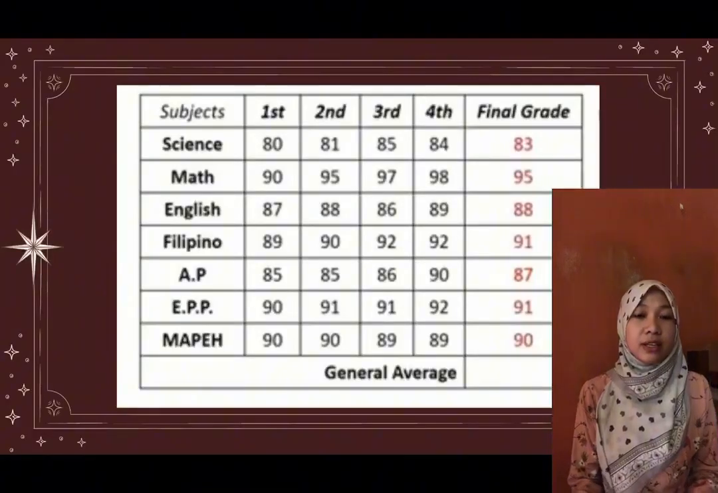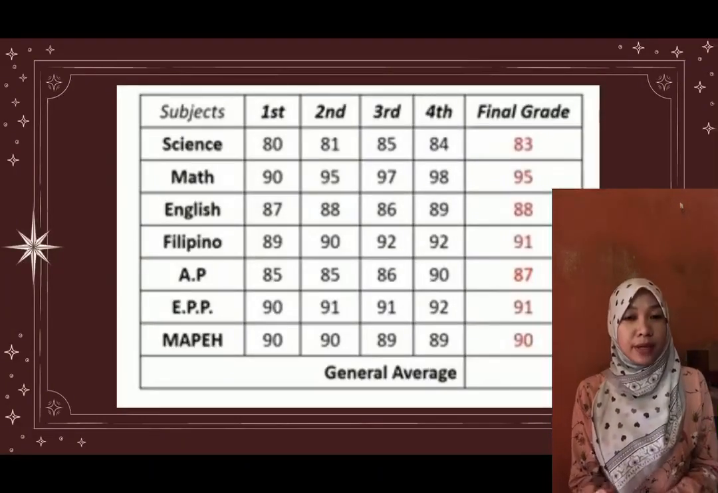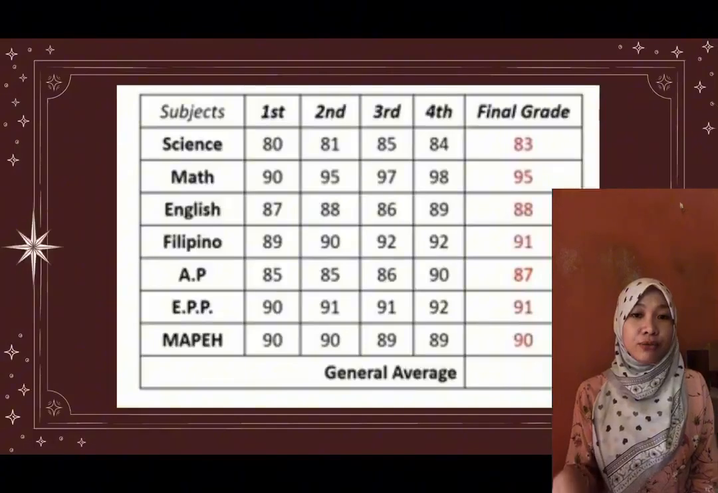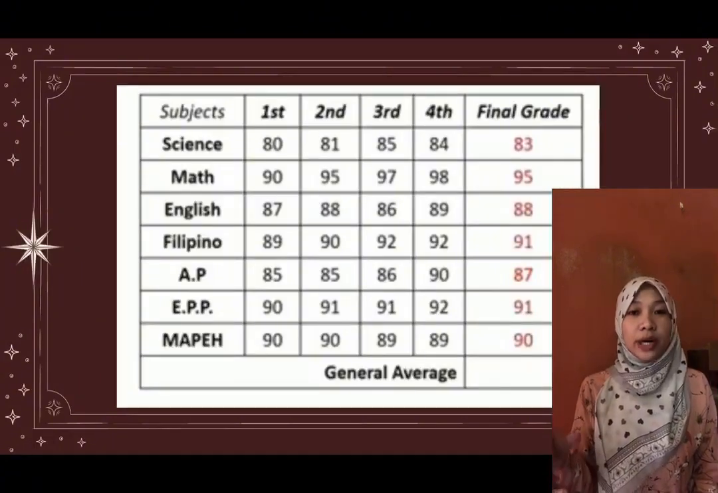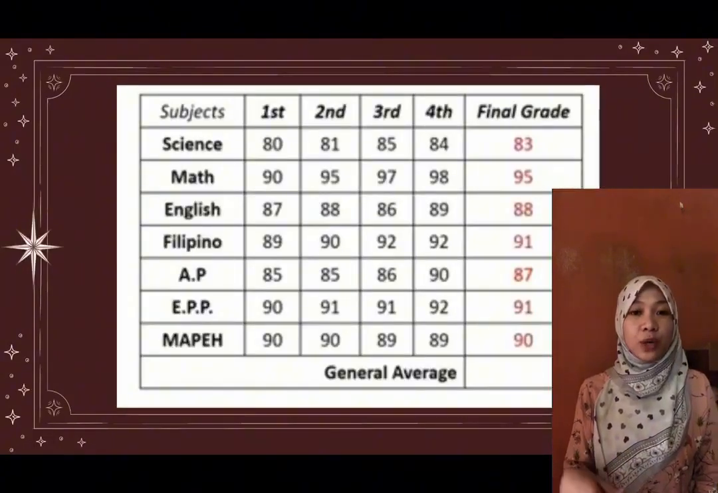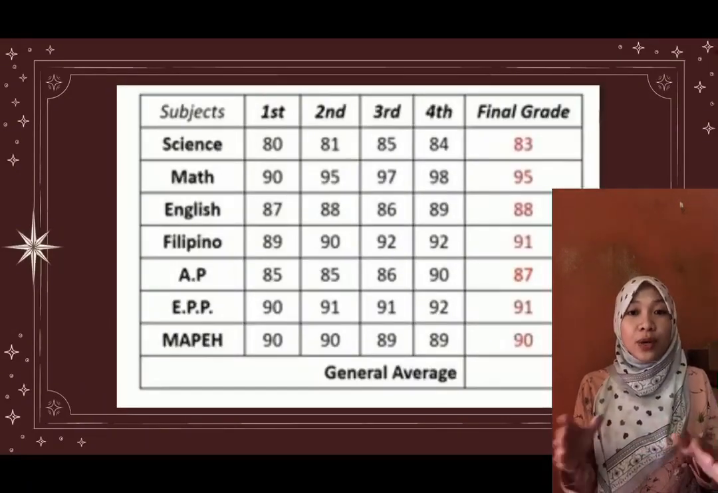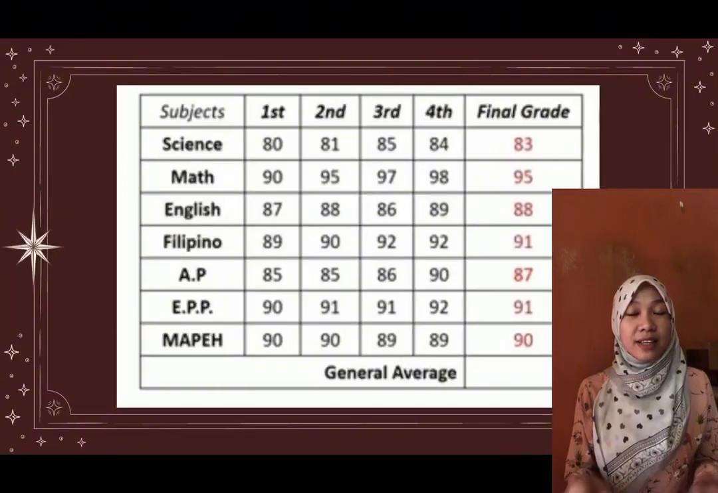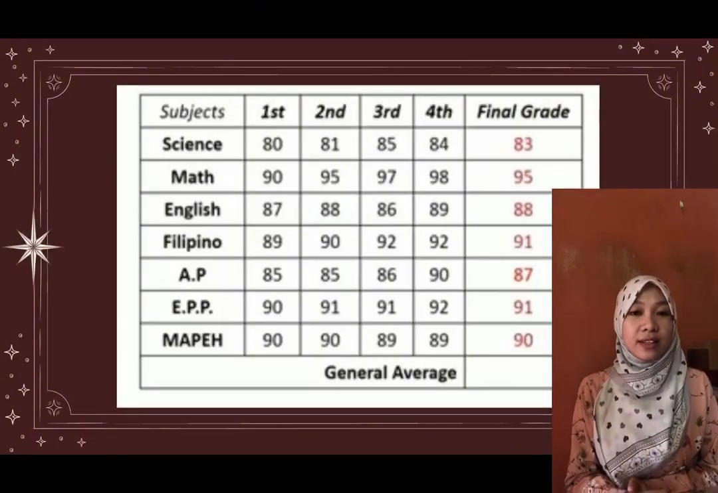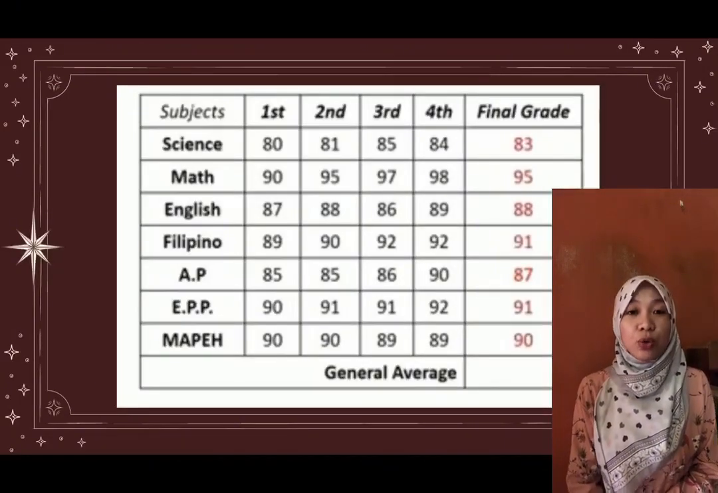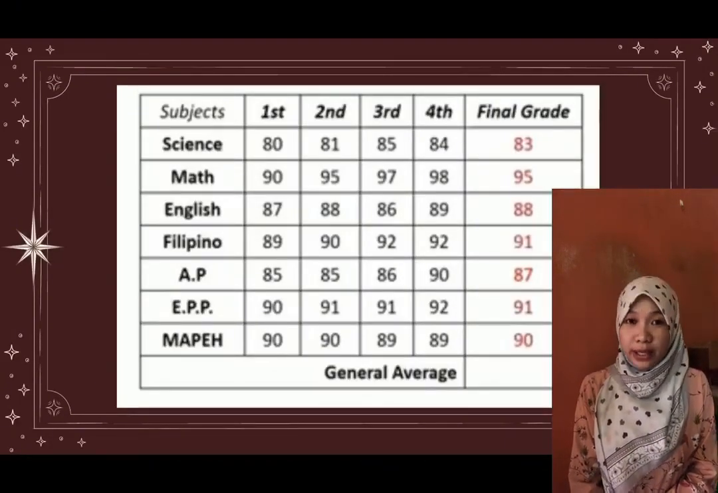Okay, so quarter grade for MAPE is equals to quarter grade for music plus quarter grade for arts plus quarter grade for PE plus quarter grade for health. So pag nakuha mo na yung total nun, you are going to divide it by 4. Okay? So that's how you get your grade in MAPE. And now let's proceed to calculating final grades.